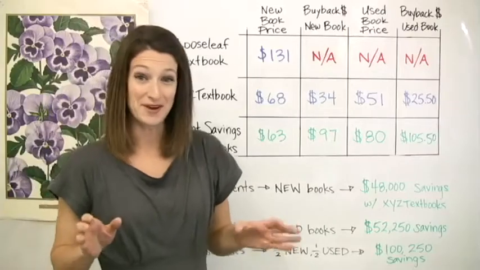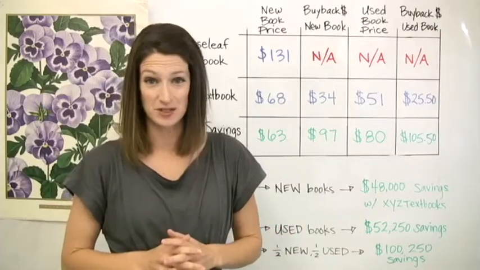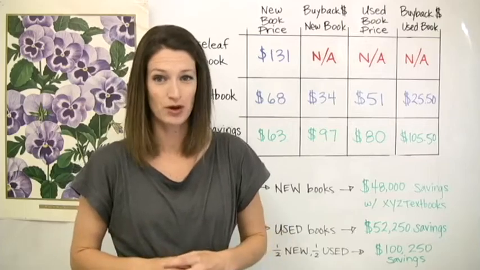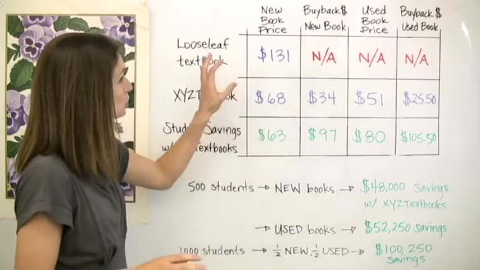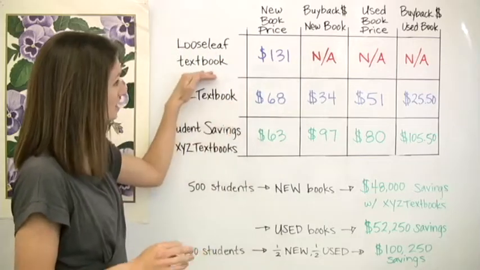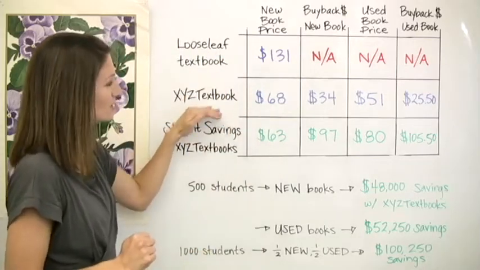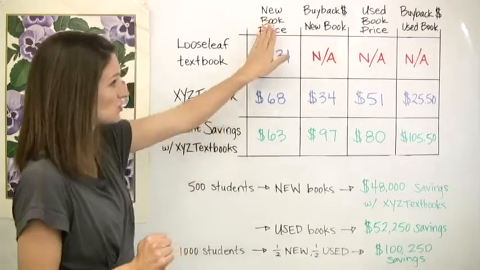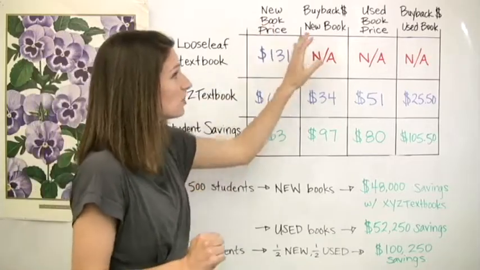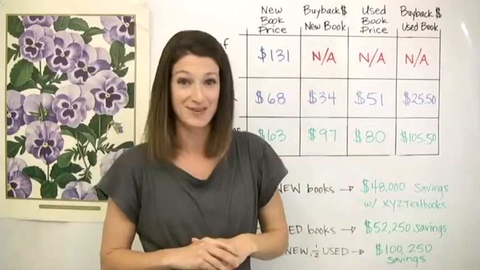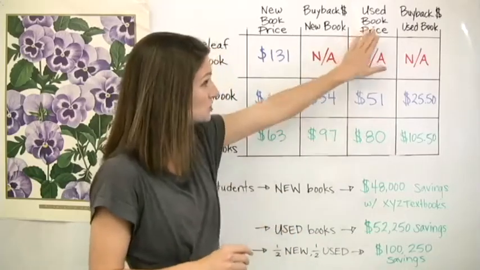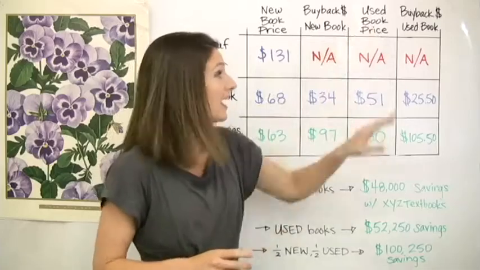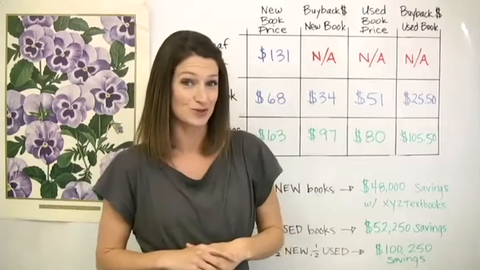If we were to compare the cost of a Looseleaf textbook to an XYZ textbook, which would be the better buy for students? This table shows the prices of a Looseleaf textbook in comparison to an XYZ textbook. It shows their new book price. It also shows the buyback amount given by the bookstore when the student sells that new book back. Then it shows the used book price and then the buyback amount for that used book.